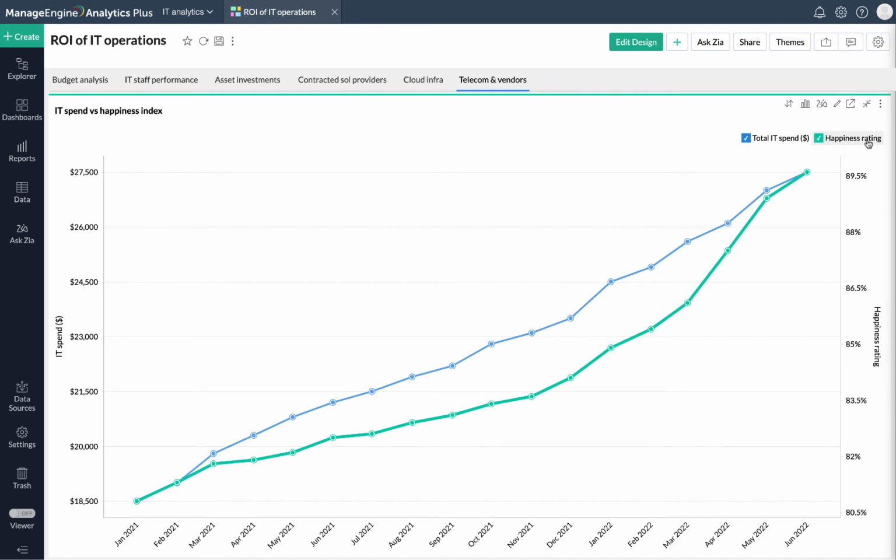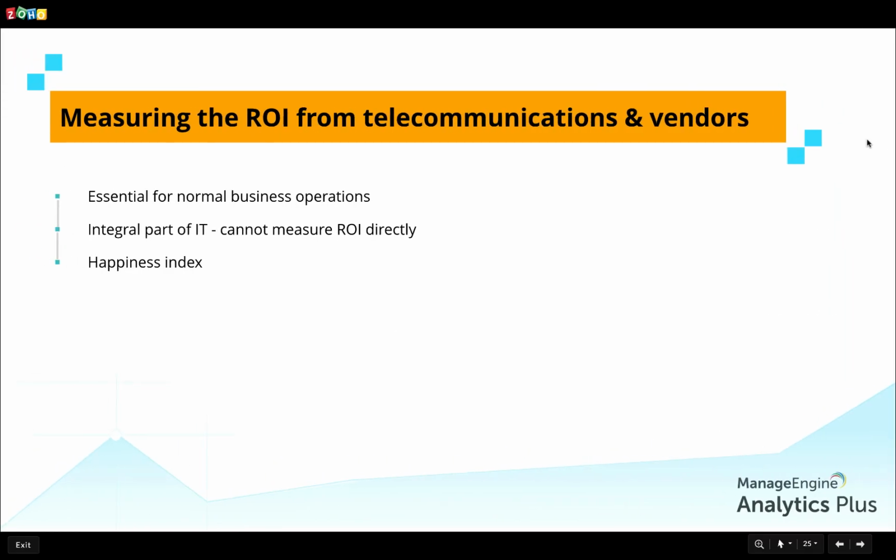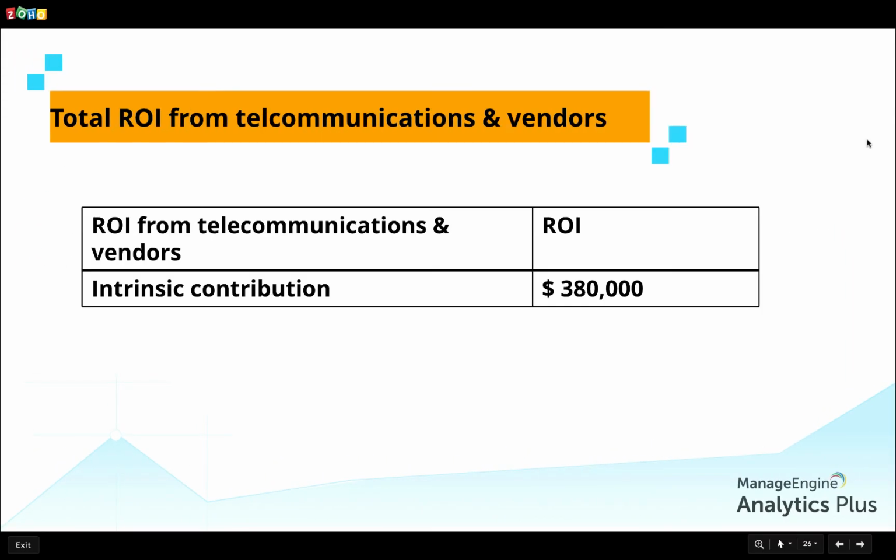Happiness index has a direct impact on employee productivity and thereby the revenue that each employee can contribute. The report here compares the relationship between IT spending and employees' happiness index. As you can see, with an increase in IT spending, there's an increase in happiness index. Now, I've quantified the benefit from increased happiness index at $380,000.